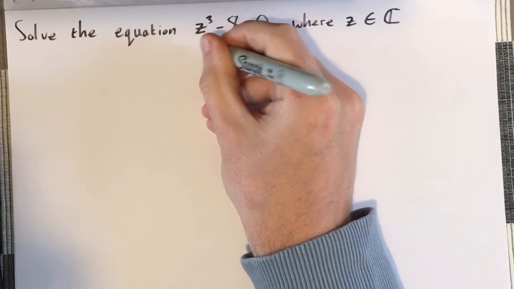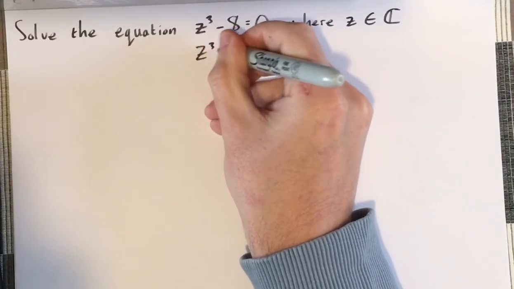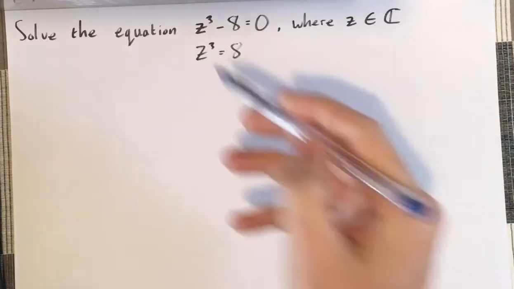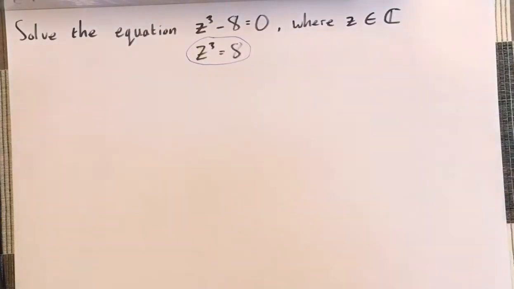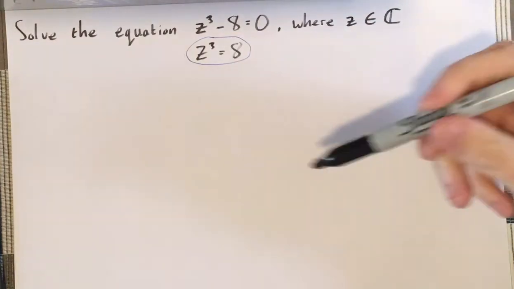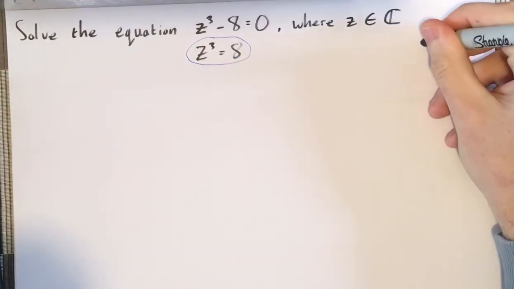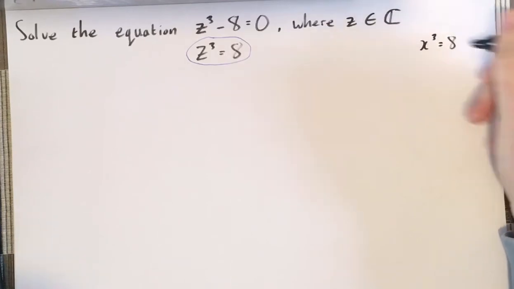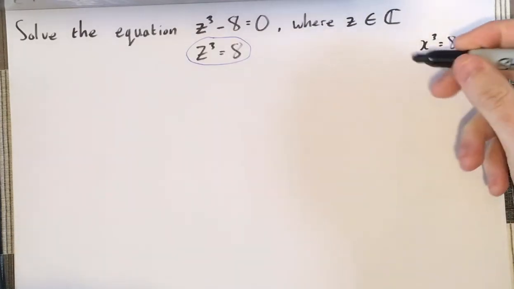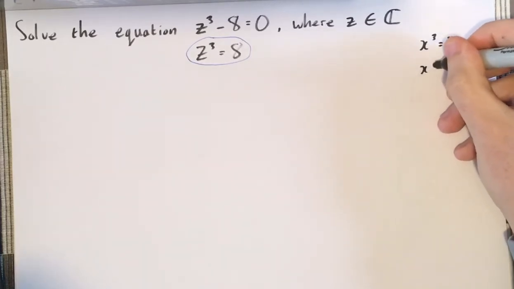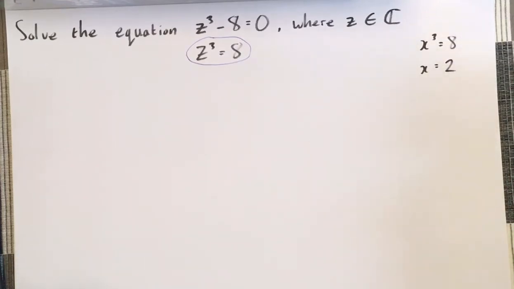You've been asked to solve. Bring the minus 8 over: z cubed equals 8. I wrote it like that because they could ask it like that. Okay, z cubed is equal to 8, and solve for z. Now, if I gave you x cubed is equal to 8 and asked what x is, you'd say cube root of 8. What number do I multiply 3 times to get 8? x is equal to 2. And that's not the answer they're looking for here.